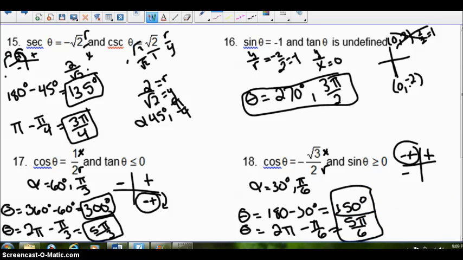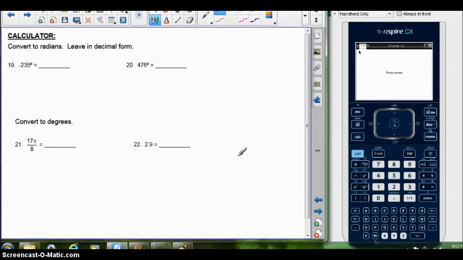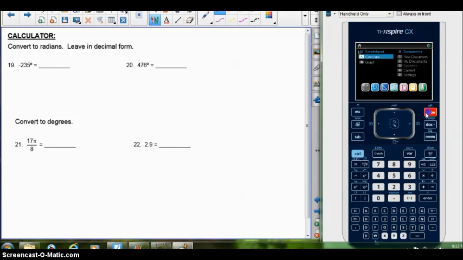Okay, all right, let's keep going. Convert to radians, leave in decimal form, and you get to use your calculator. Okay, I'm going to pause just a minute here and get my calculator open. Alrighty, now I got my calculator open, and I want to turn it on. And I'm going to convert to radians.